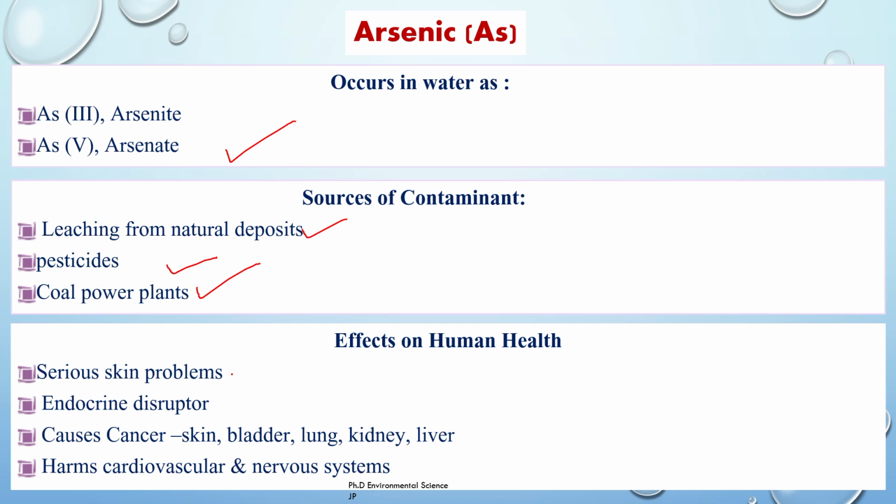Effects on human health. Serious skin problems. Chronic exposure to arsenic contaminated water can lead to skin changes such as hyperpigmentation, depigmentation, and the formation of lesions and warts. Long-term exposure can cause more severe conditions such as keratosis, that is thickening of the skin.